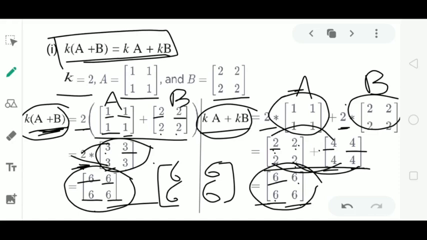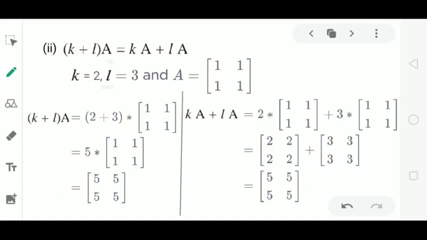which satisfies the property. Let us verify the second property, that is (k plus l) into A is equal to kA plus lA. Let us consider the value of k to be 2 and l as 3, and A be a matrix containing elements 1, 1, 1, 1.